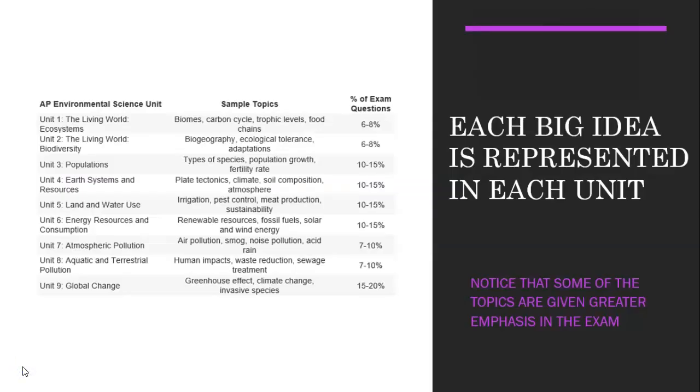This represents the units and the topic breakdown. So it also tells you the percentage of exam questions that you can expect on that particular unit or those topics. So for instance, Unit 1 is the living world and ecosystems, and that's where we talked about biomes, nutrient cycling, trophic levels, and food chains. Then Unit 2, the living world, was biodiversity. So it was biogeography, ecological tolerance, and adaptations. So all of these things we have covered unit by unit, but this goes along and just shows you kind of what to expect on the exam overall as far as topics go.